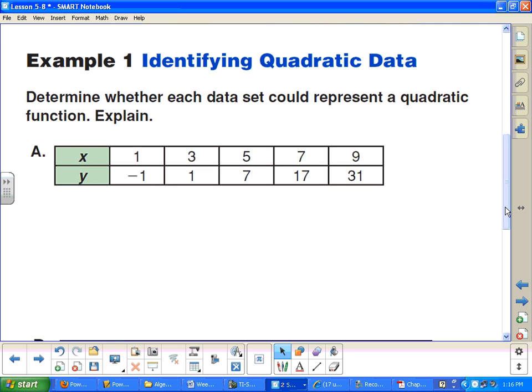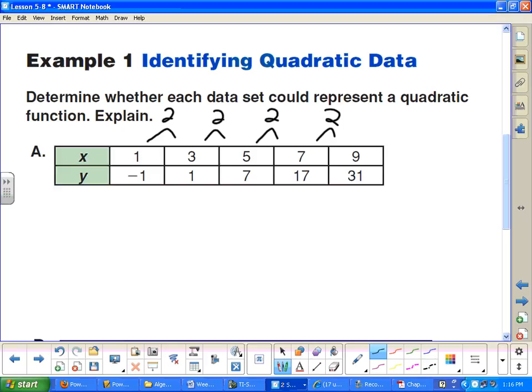Here they give us a set of data, and they want us to tell whether this could represent a quadratic function. First of all, we check our x values and see if they are evenly spaced. What's the difference between each of these x values? They're all different by 2, so we have that. Then we check the y values, doing the first and second differences. The first difference would tell us whether it is linear or not, and after that we'll check the second difference.